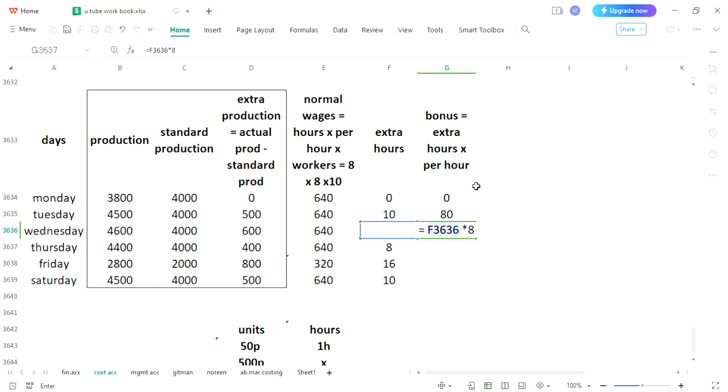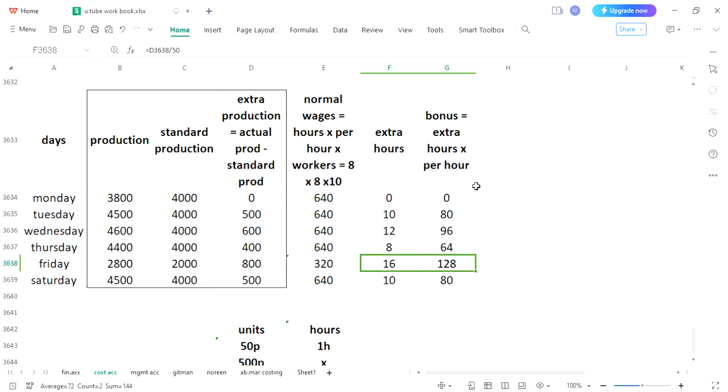It is very easy for me just to copy and paste, but just for you I'm writing again and again. So on Saturday 16 multiplied by 8, Friday 10 hours multiplied by 8. Kindly keep in mind, these are different units because on Friday we are required to consider them half. So we have got our bonus over here.